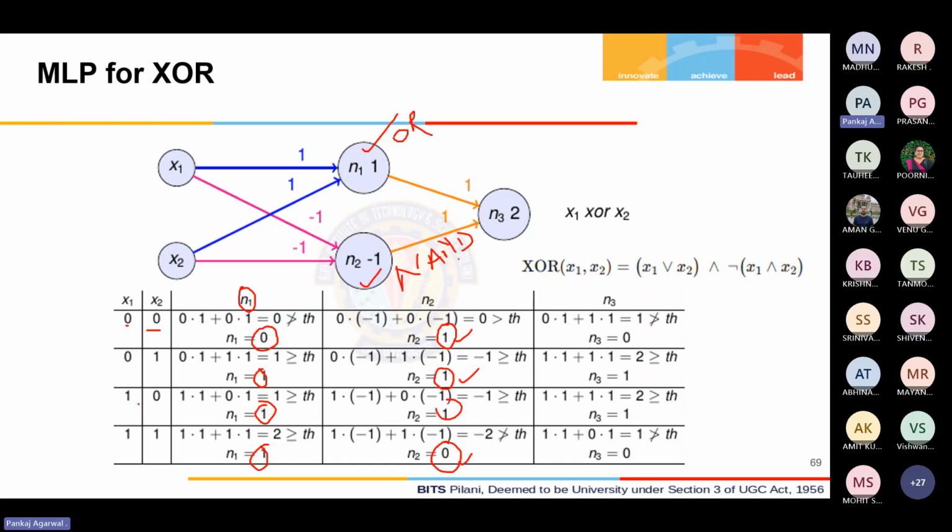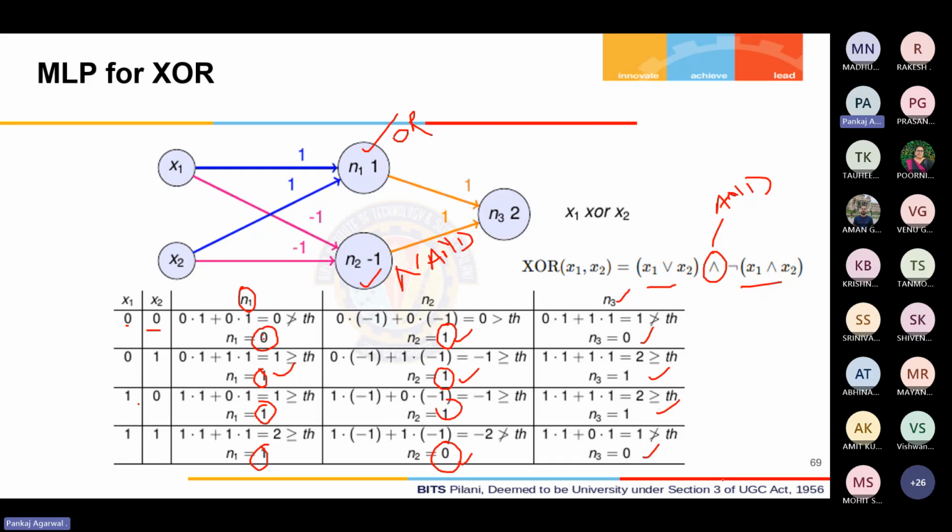Now we have to perform N3, which is the AND of both these parts, N1 and N2. So this is basically an AND function: AND of N1 and N2. So 0 and 1, AND would be 0. 1 and 1, AND would be 1. 1 and 0, AND would be 0. You got this?